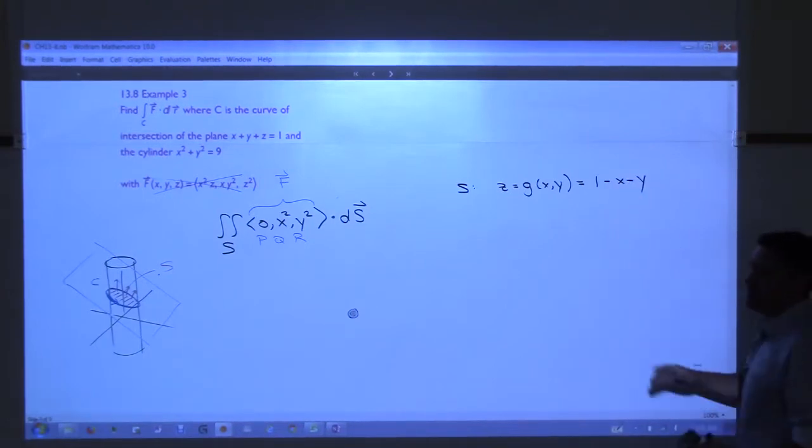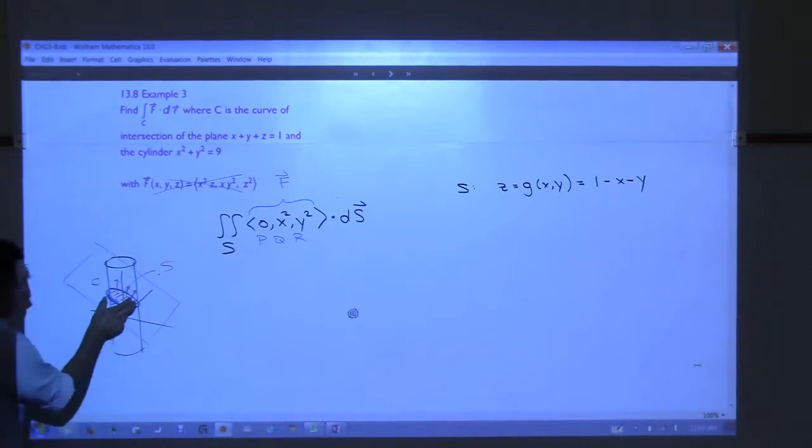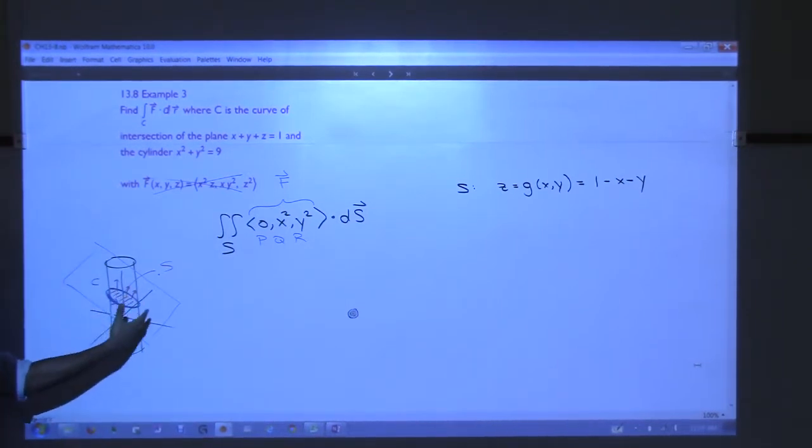Now I will need to get some restrictions on x and y, right? I will need to look at the shadow of this onto the xy plane, and that's going to really set itself up for what? Polar, some sort of polar conversion when I get there.